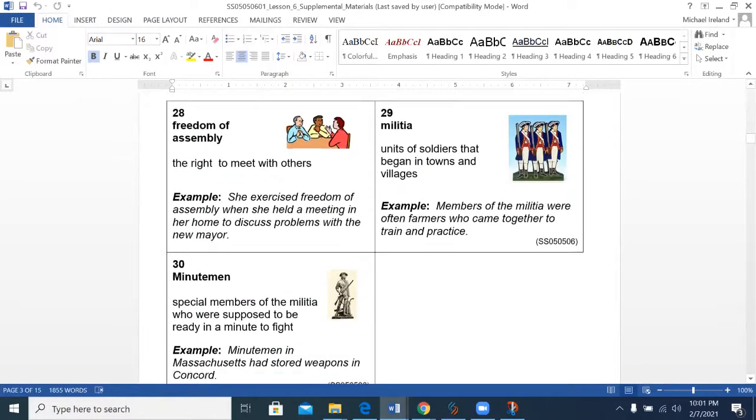Some of the key words include freedom of assembly, the right to meet with others, which had been hindered under the Intolerable Acts; a militia, a unit of soldiers that began in towns and villages; and Minutemen, special members of the militia, who were supposed to be ready in a minute to fight.